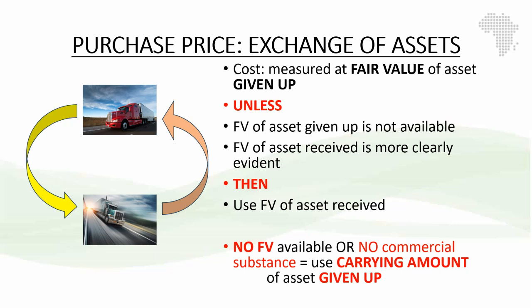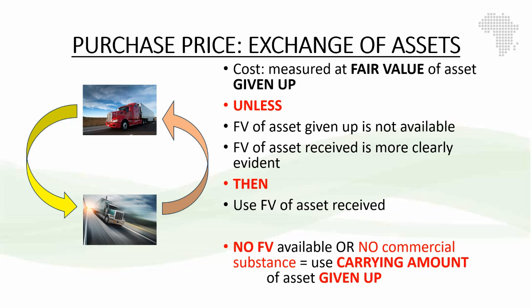Okay, so you ask yourself these three questions. Do I have commercial substance? Yes, I do. If I've got commercial substance, then I can use my fair values. Then I have a look at, is the fair value of the asset I'm giving up available? If it is available, yes, then I use that value to recognize the new asset. If my answer is no, the fair value of the asset I'm giving up is not available, I've got the fair value of the new one, then yes, I'm using the fair value of the asset that I am receiving.